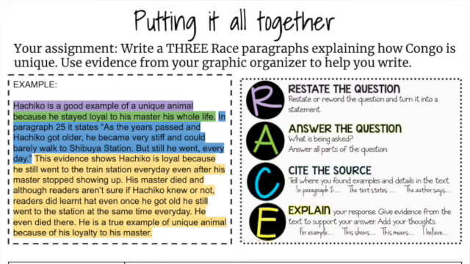So I said, this evidence shows Hachiko is loyal because he still went to the train station every day, even after his master stopped showing up. His master died, and although readers aren't sure if Hachiko knew or not, readers did learn that even once he got old, he still went to the station at the same time every day. He even died there. He's a true example of a unique animal because of his loyalty to his master.